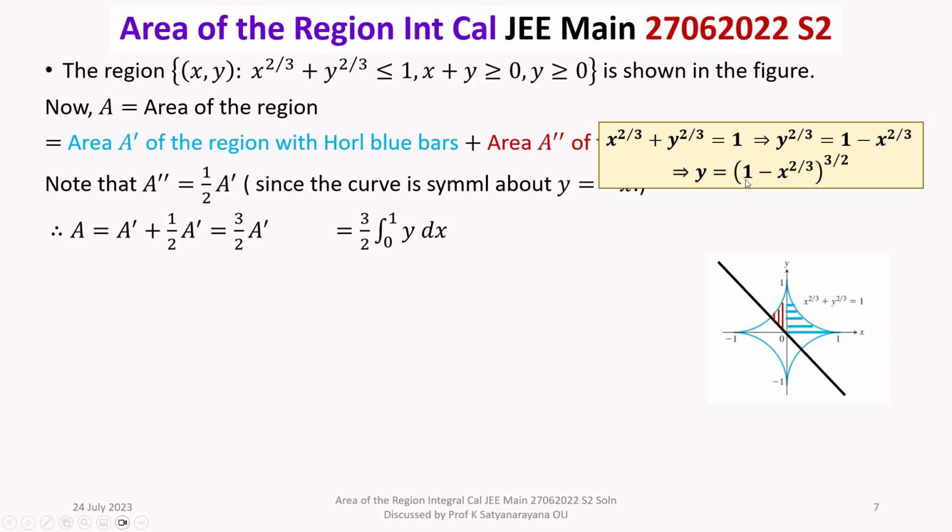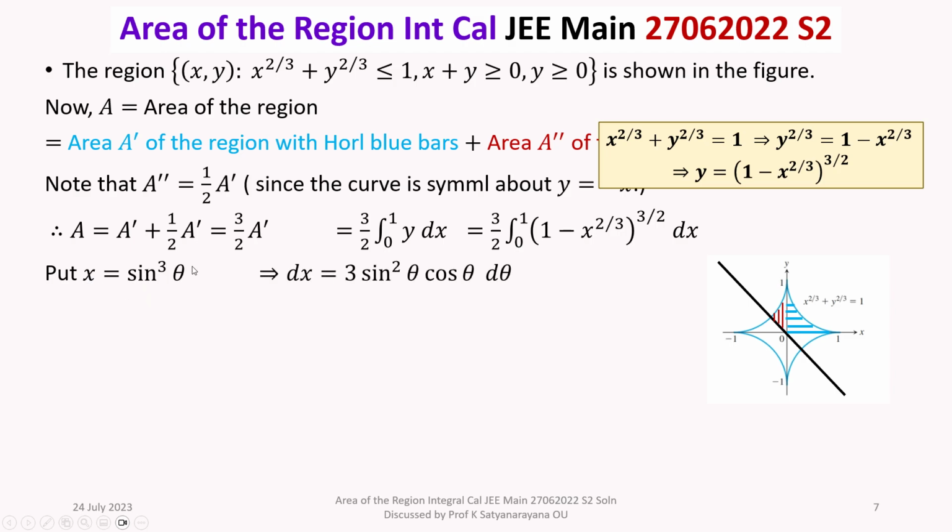You will get (1 minus x to the power of 2/3) whole to the power of 3 by 2. So substitute here: 3 by 2 integral 0 to 1 of (1 minus x to the power of 2/3) whole to the power of 3 by 2 dx. To evaluate this integral, we substitute x equals sine cube theta, then differentiating, dx is equal to 3 sine square theta cos theta d theta. Because this is a definite integral, the limits will also change.